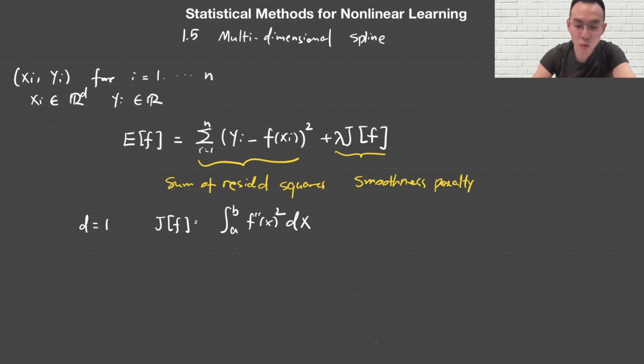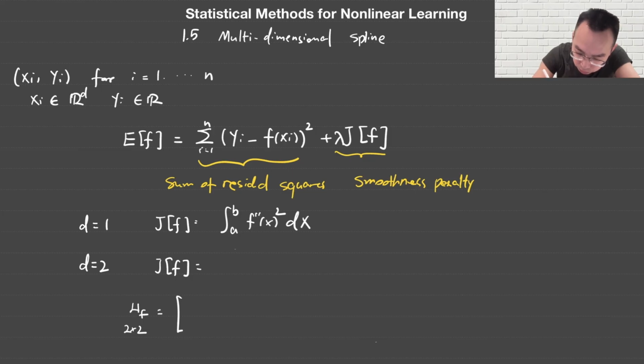Okay, so in the d equals 2 case, our smoothness penalty, we're going to make a generalization for that. We're going to make this into a multidimensional case. So here we have the second derivative squared, but the second derivative of a multivariate function is going to be a Hessian matrix. The second derivative will have a Hessian matrix that's going to be a 2 by 2 matrix. Let's call the x vector equal to (u, v), so f is a function from R2 to R.